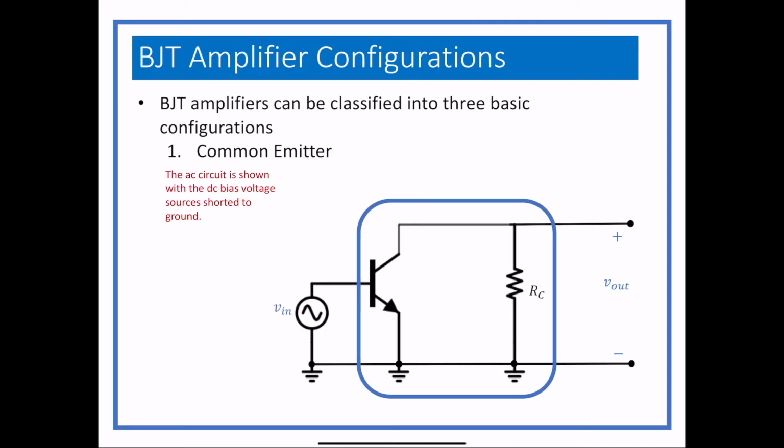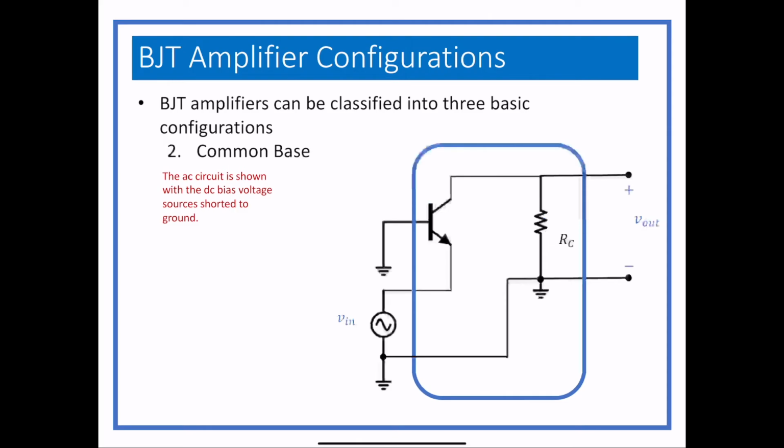We have common emitter, in which the emitter is common to both. So we have VBE in and VCE out. So the emitter is common to both the input and the output. It also happens to be grounded, and they frequently are, but it doesn't have to be. As you have seen, when you have an emitter bypass resistor, you can actually not be grounded.